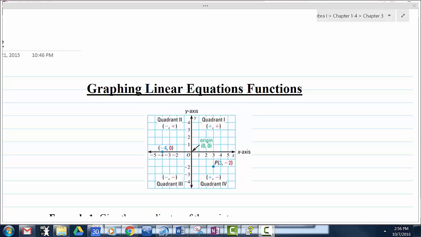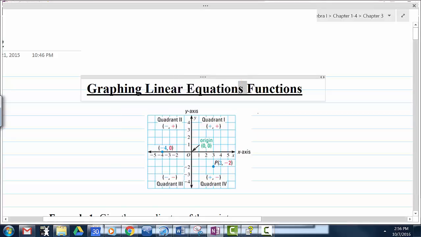Let's graph linear equations. Oh, there should be a slash right here. Should have known. Oh well, let's put a slash here. Great. You're graphing linear equations and functions.